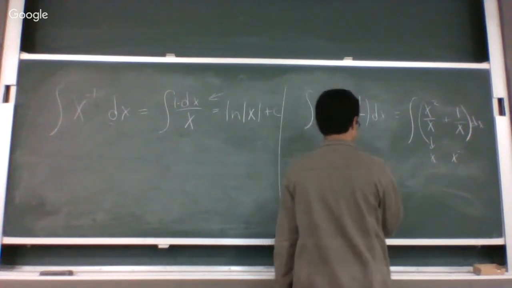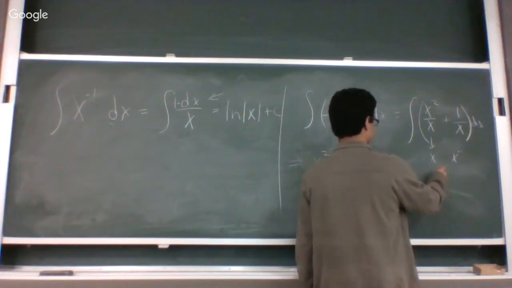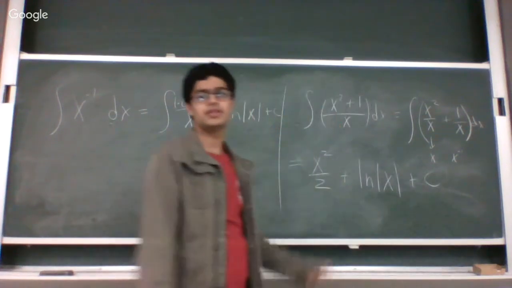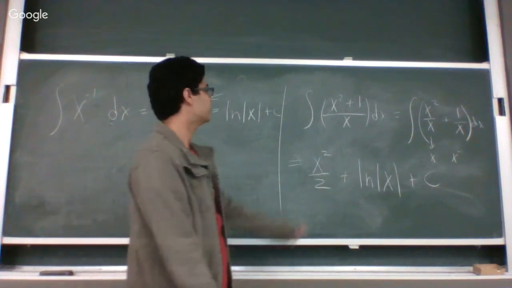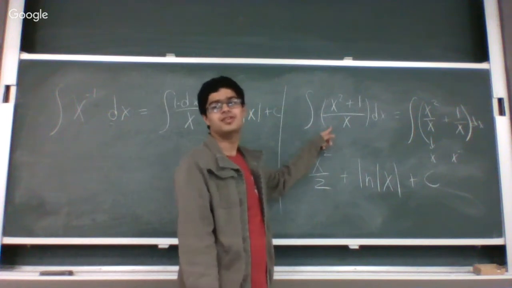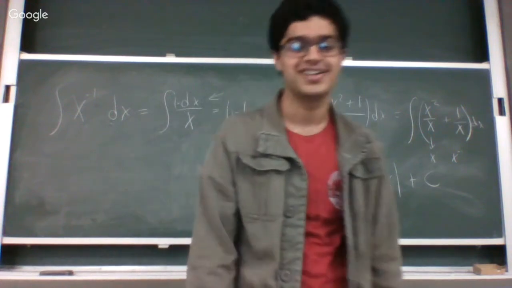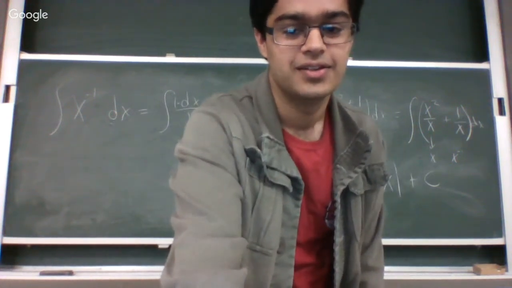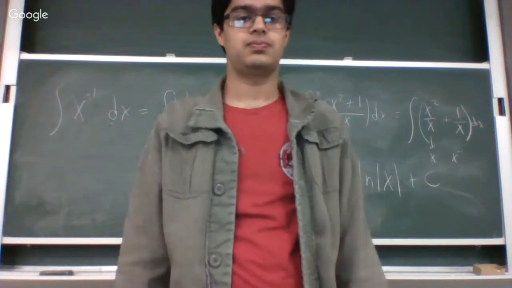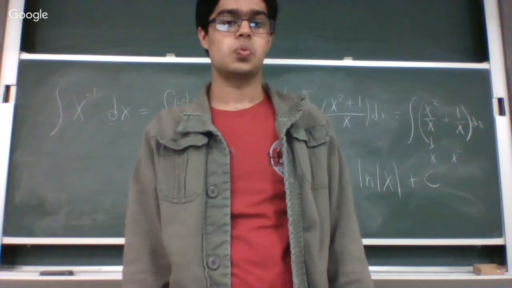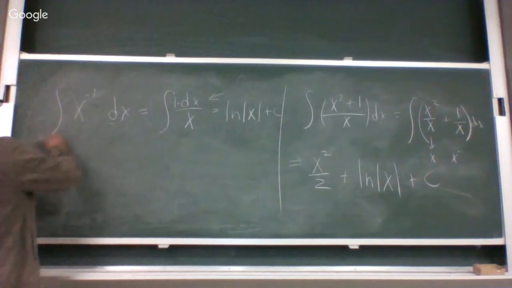Natural log of the absolute value of x. The absolute value is important, and plus C. That's the integral of that. Okay? Now, if this was in the denominator, then that's a whole new topic. Alright, let's do that. As long as it's in this unit, we'll do it, because it covers a whole new topic which you guys need to know.